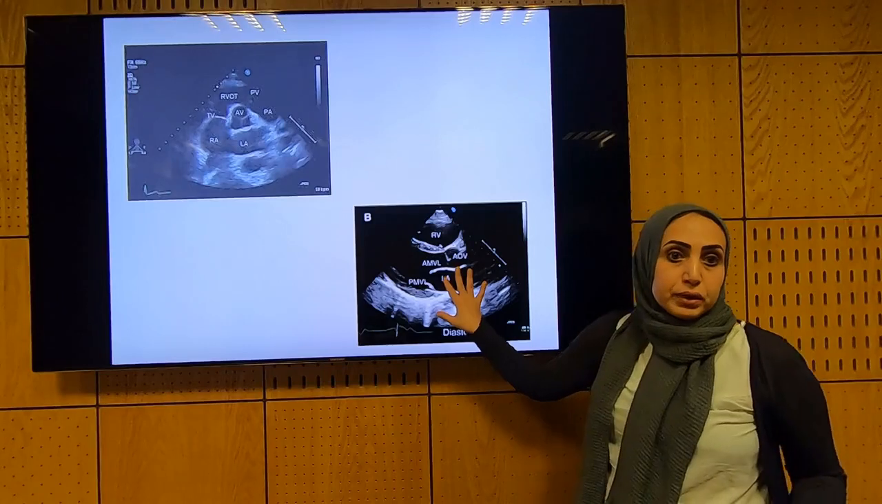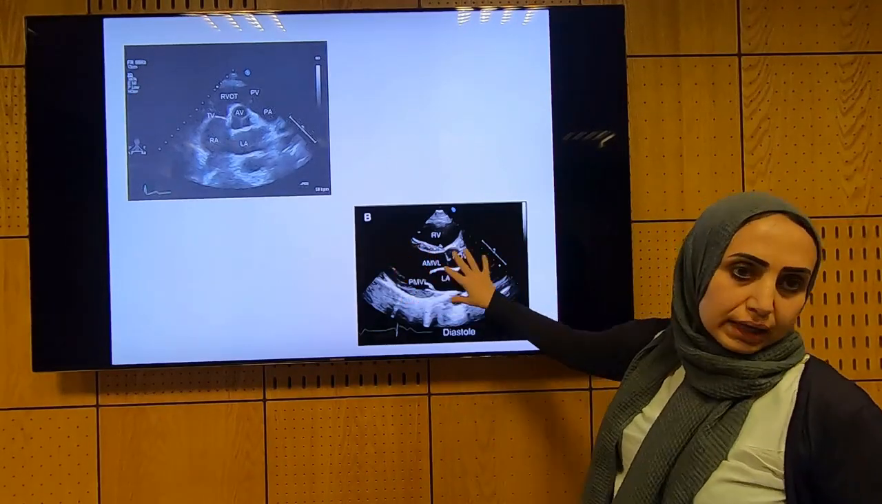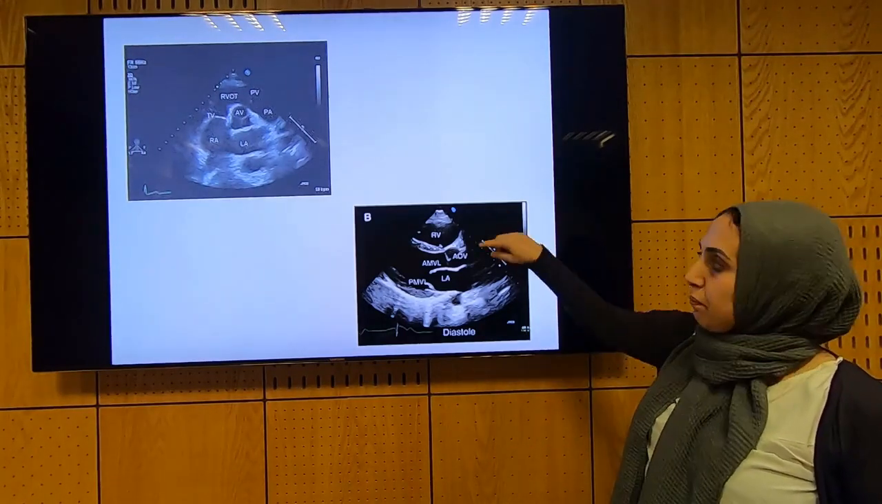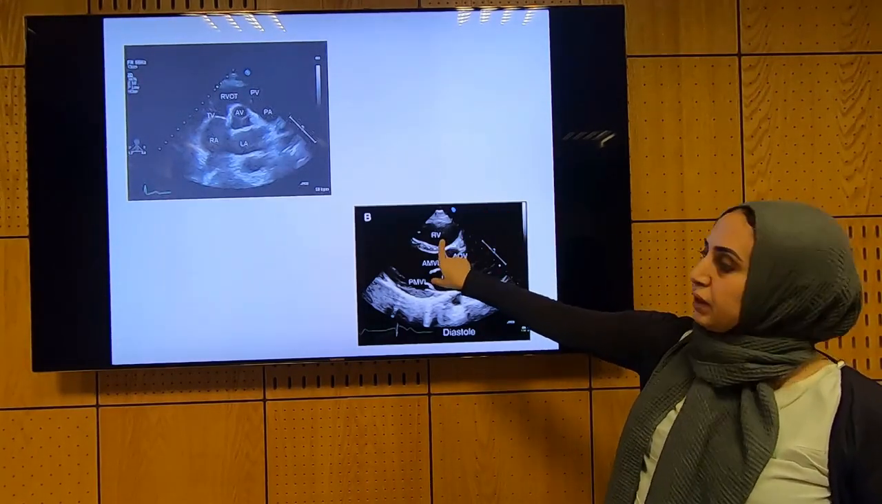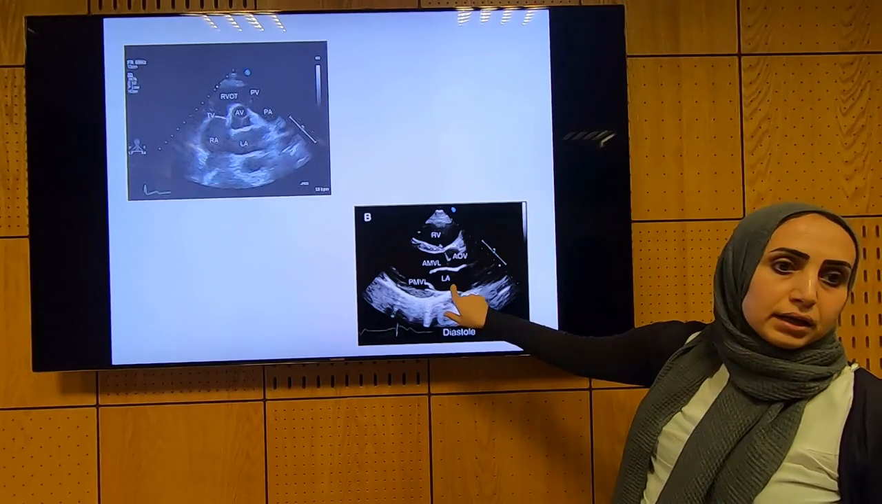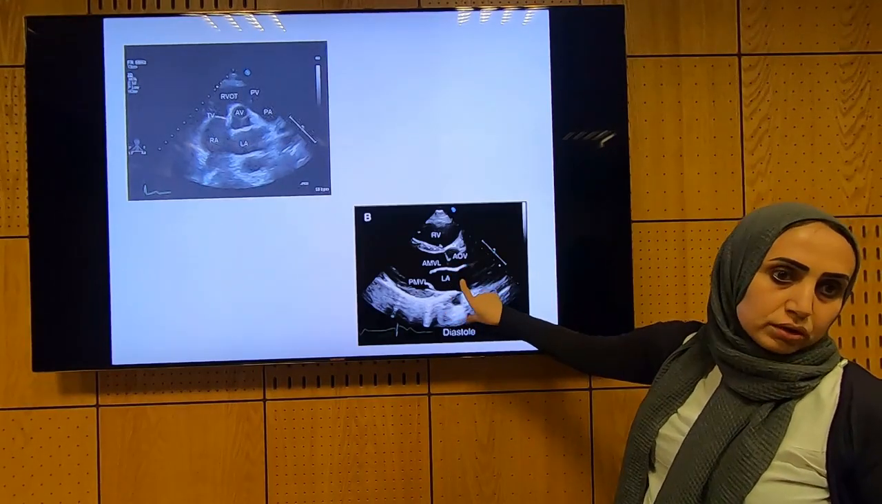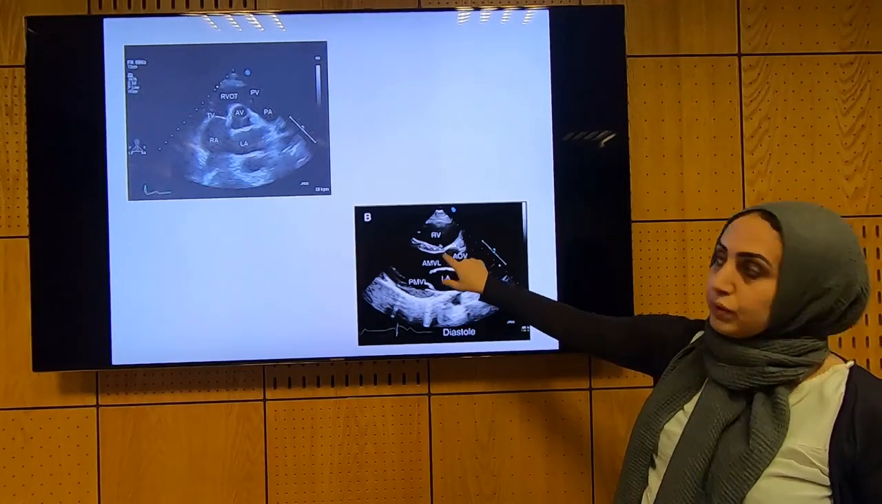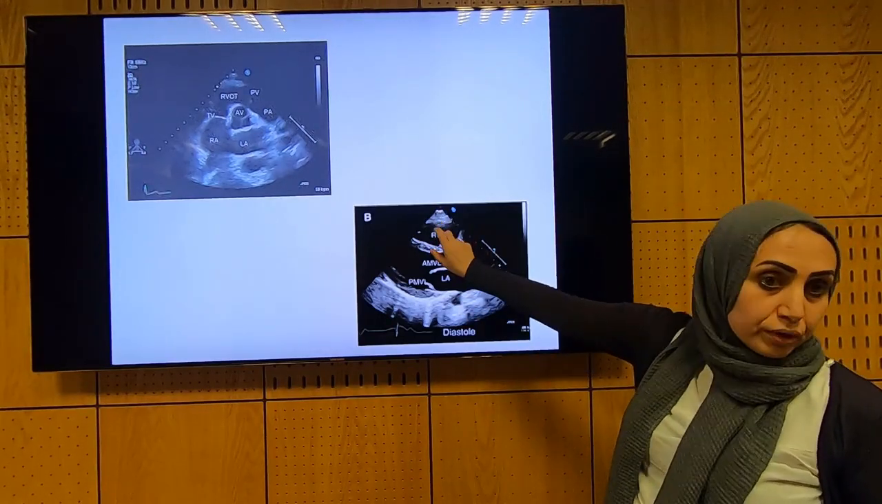For this view, this is a parasternal long axis view. Where is the probe? Above or below? Up. And this structure is the RV, and this structure is the LA. To which side is the probe closer? To the RV side. So the probe is closer to the RV.